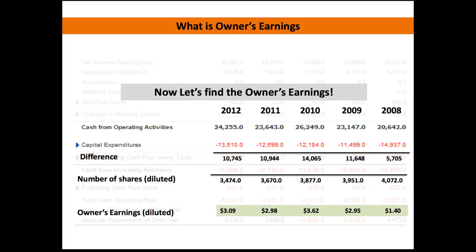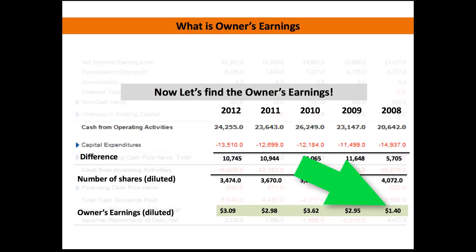And in order to figure it out per share, we're just going to divide that difference by the number of diluted shares, and then at the bottom you can see we have the diluted owner's earnings, which for 2012 was $3.09, and down to 2008 where it was $1.40.